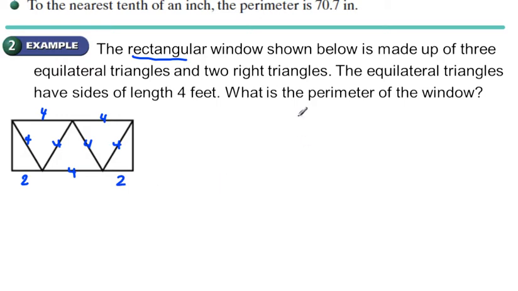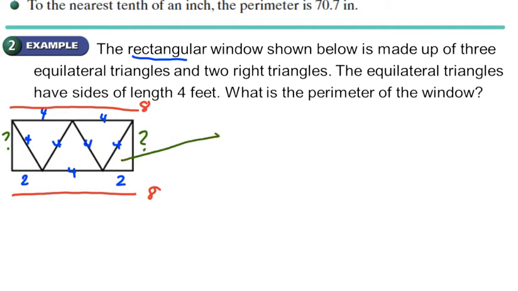Okay. Now it says, what is the perimeter of the window? Well, we know that this is 8, and we know this is 8. But what are the sides? Okay, so now we need to pull this triangle out. And we know the hypotenuse is 4. We know this leg is 2. We want to find what this is.